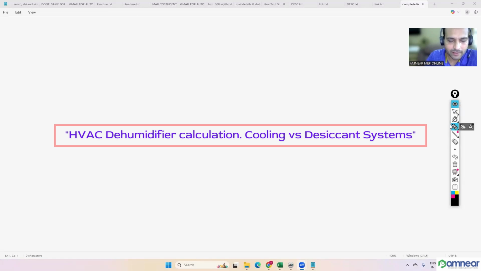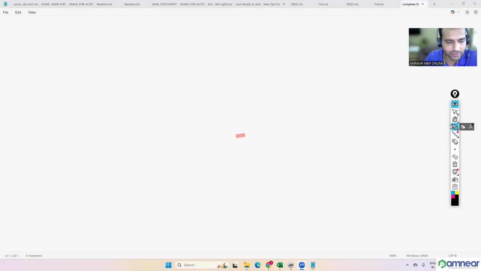I'll be explaining the dehumidifying procedures, or the processes, that we use in HVAC. Whether dehumidification is required or not depends totally upon the climate condition and the space condition, whether it is a comfort air conditioning system or an industrial or precision type air conditioning system. So as I told, dehumidification is not mandatory always.